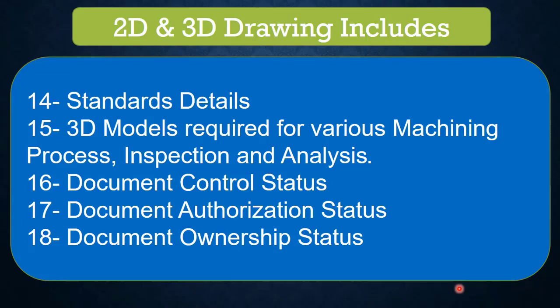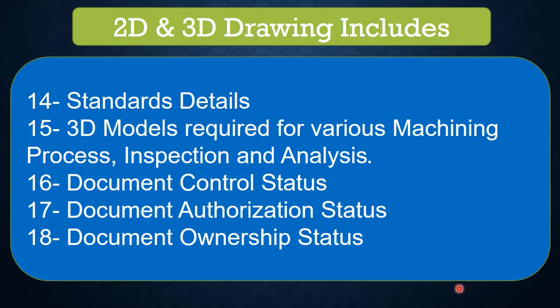And the 15th is 3D models, required for various machining processes as well as inspection and analysis. Then every drawing should have a document control status, so that we can refer to the level of the drawing. If there is any revision, we need to keep updating it, so that we can use the latest drawing for manufacturing and maintaining the dies.